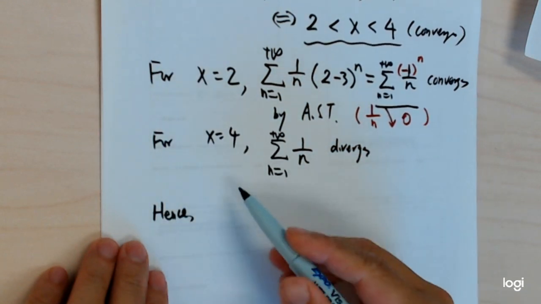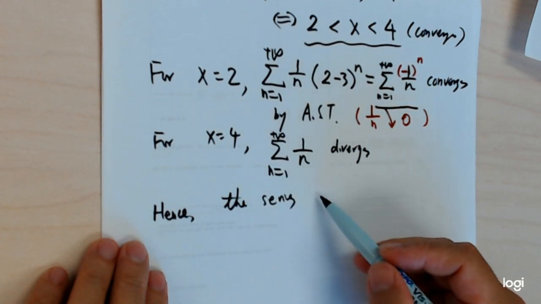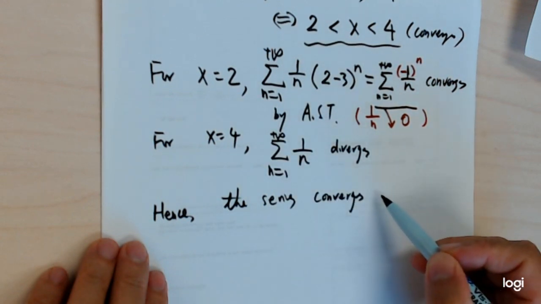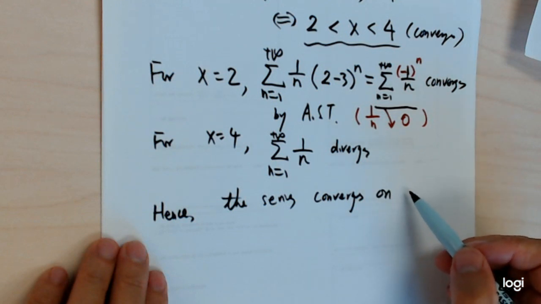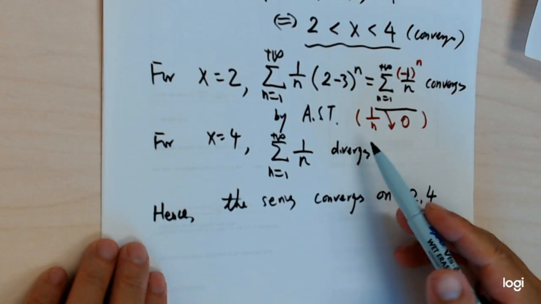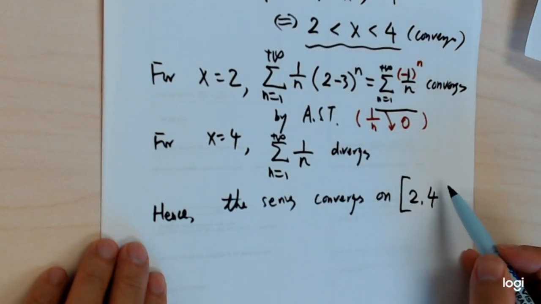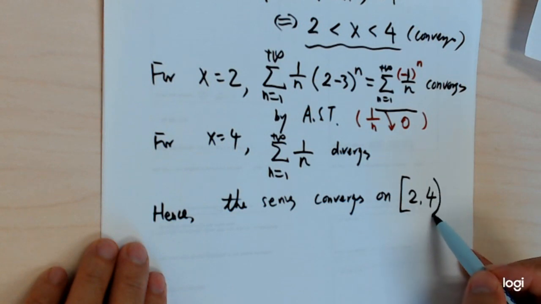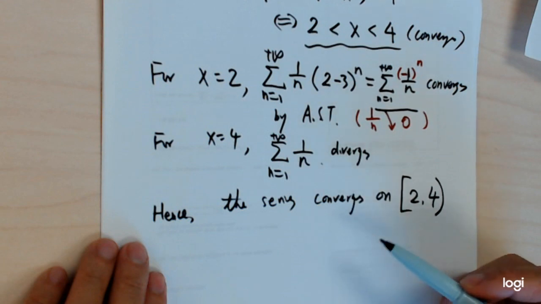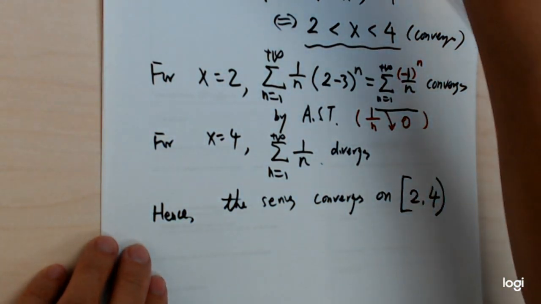Hence, we're looking for where the series converges on this interval, from 2 to 4. At 2, it actually converges, so I use a bracket here. At 4, it does not converge because sigma 1 over n is divergent. So that is the actual interval on which this series converges.